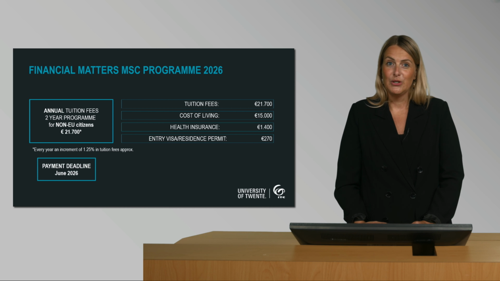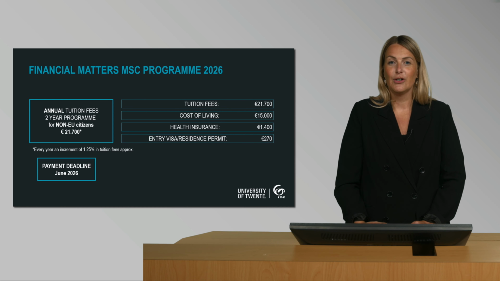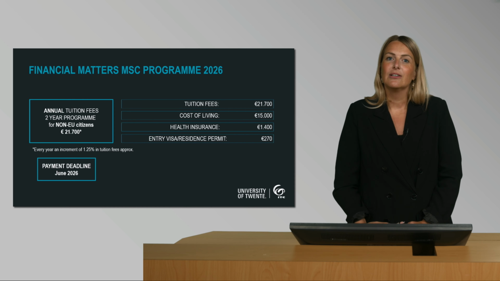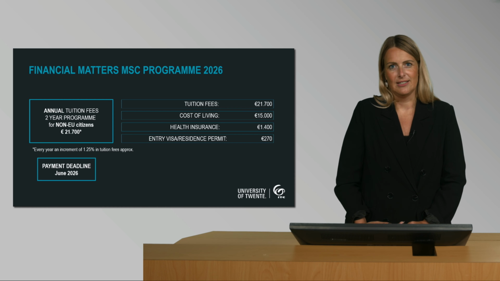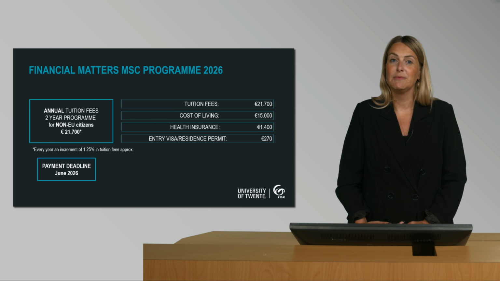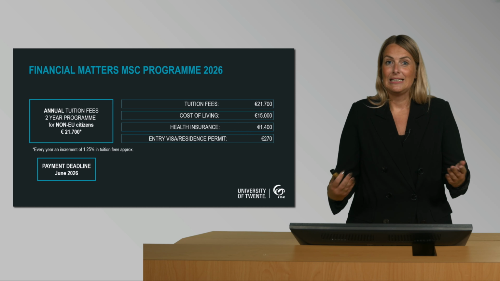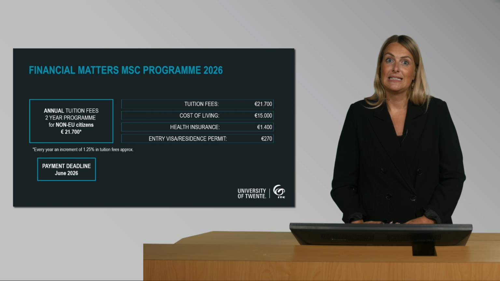The fees are the tuition fees per academic year, the cost of living, which includes the housing, the food and beverages, and everything that you need in your personal daily life, and the complete cost for the health insurance and the visa. Please keep in mind the payment deadline, which is June 2026. It seems far from now, but for those that need to arrange their funding, it is pretty fast.